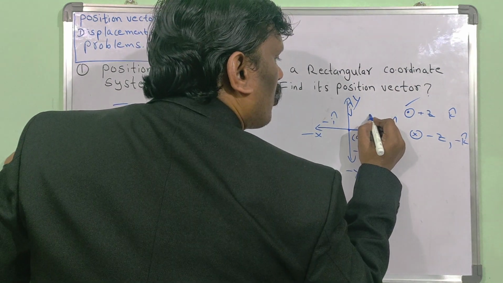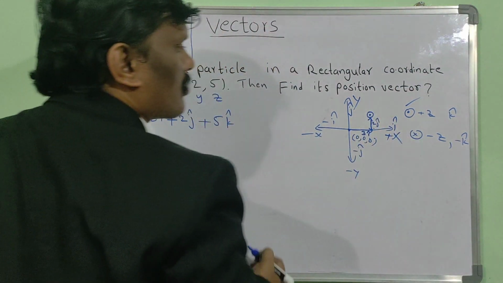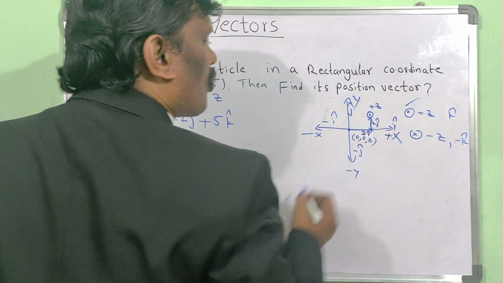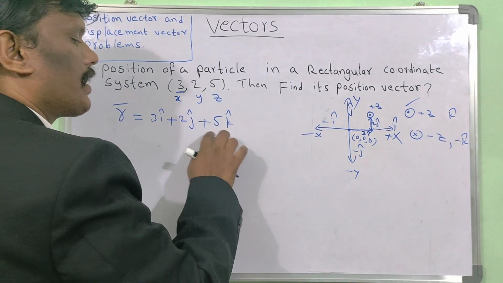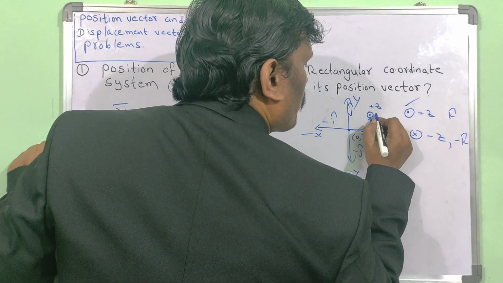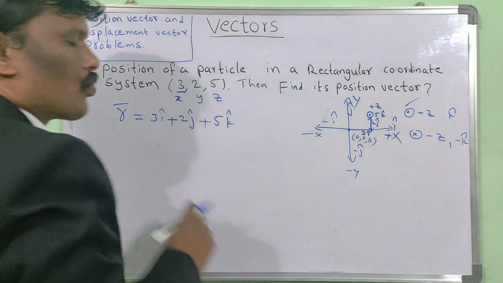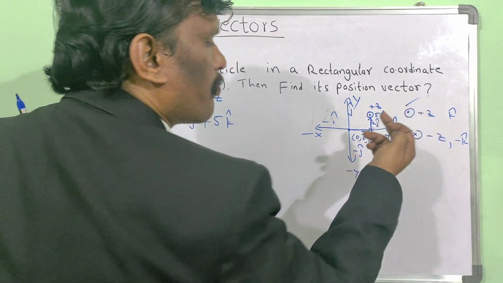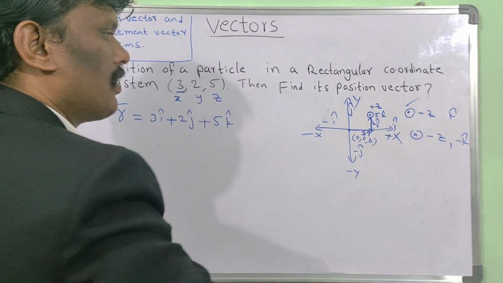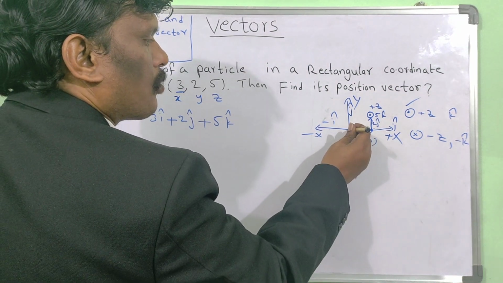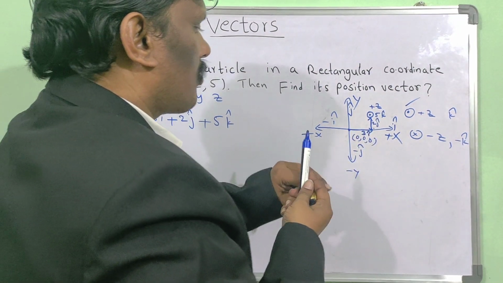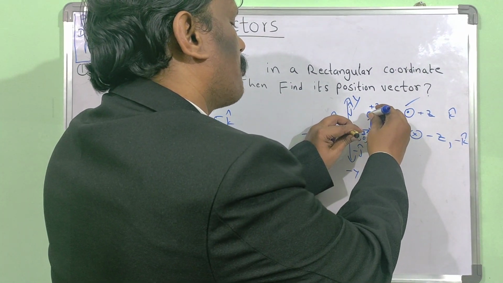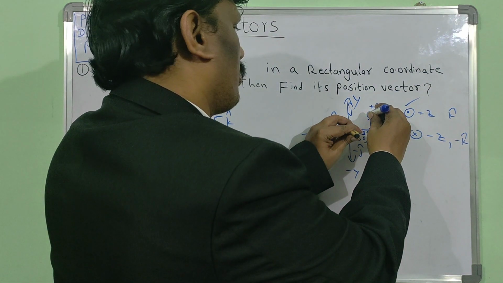How do we represent the positive z direction? A dot inside a circle represents the positive z-axis. In this direction, how many units do I need to travel? 5 k cap, that is 5 units along the k cap direction. That means from this point I need to move parallel to the z-axis. This is our z-axis, so parallel to the z-axis we move in this direction, 5 units.